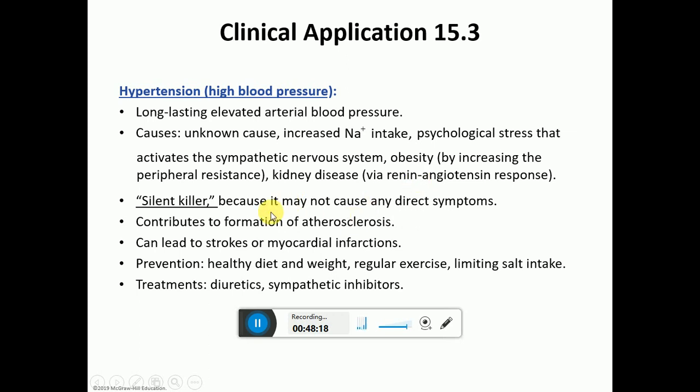Okay, high blood pressure is also a risk factor for the formation of atherosclerosis, and a risk factor for stroke and MIs, or myocardial infarctions. So this is one of the things that you really want to prevent and not wait until the patient comes in and is diagnosed with it to treat it. It's more of preventative measures: healthy diet, weight, regular exercise, and limiting salt intake. And treatment can be, there's a whole variety of treatments out there, but it's usually diuretics and sympathetic inhibitors.